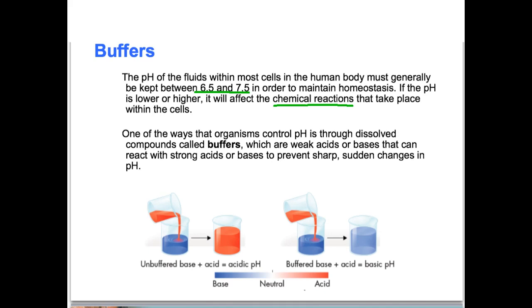One of the ways, though, we can control that pH is through dissolved compounds that are called buffers. Usually these are weak acids or weak bases, and they can react with the strong acids and bases to prevent really sharp, sudden changes in pH. So if you look at the figure below, you have an unbuffered base, you add an acid, and you get an acidic pH. If you have a buffered base, you add an acid, you get a basic pH. So what we're trying to do here is to neutralize some of these substances.